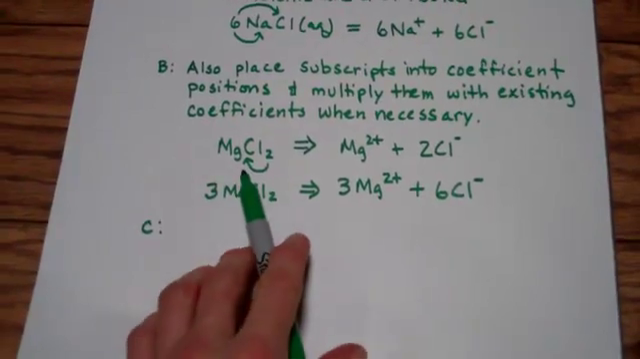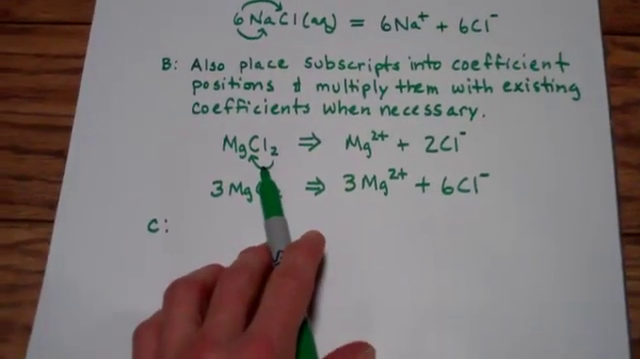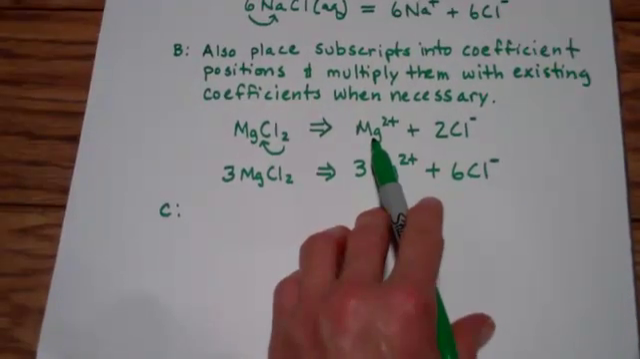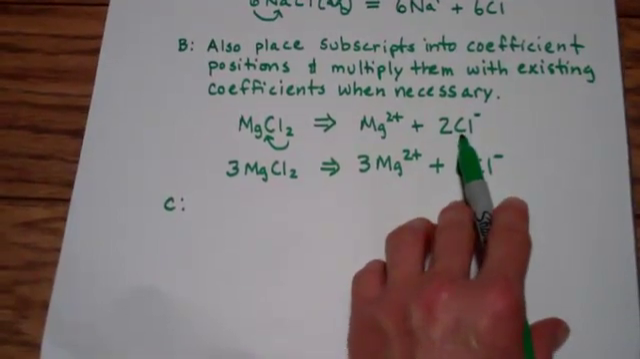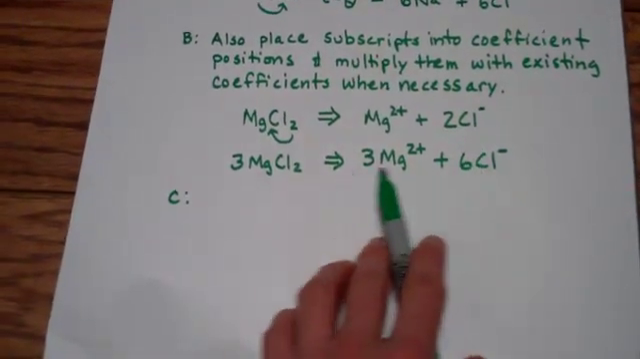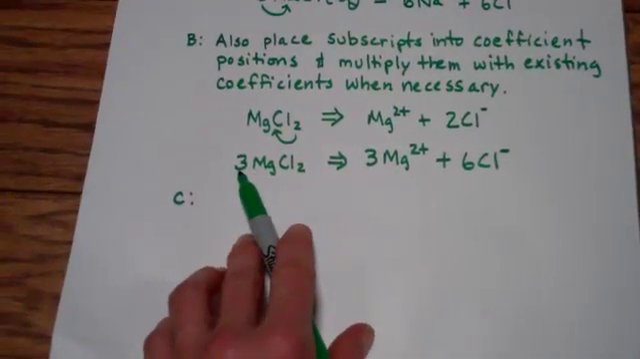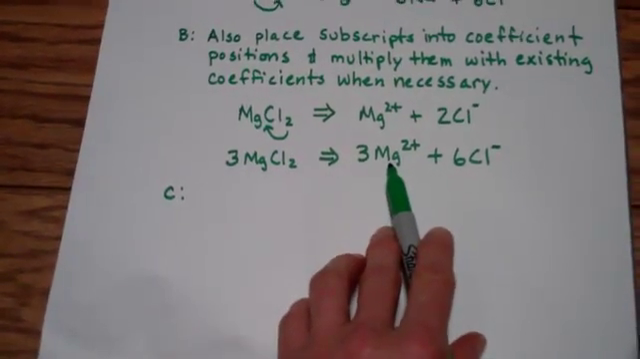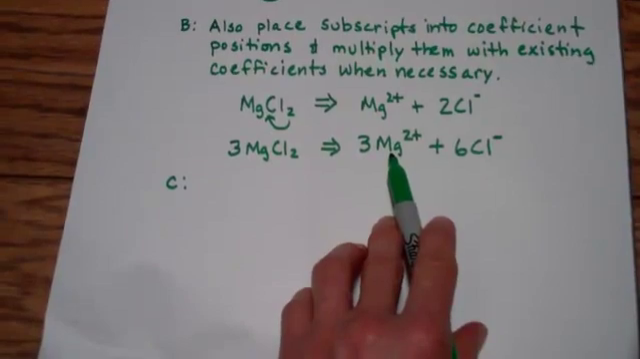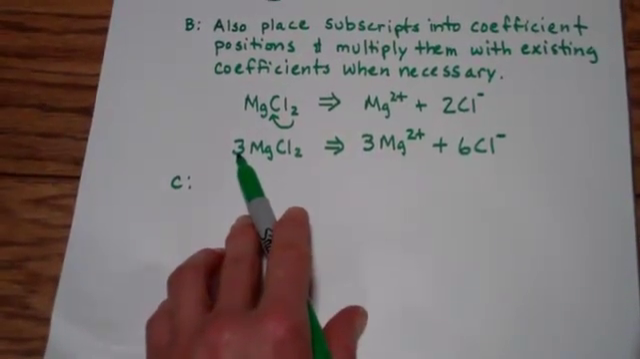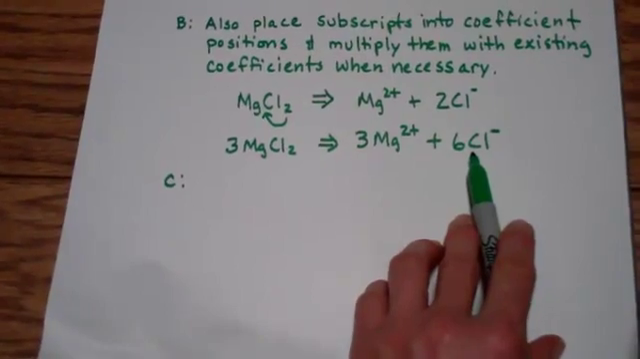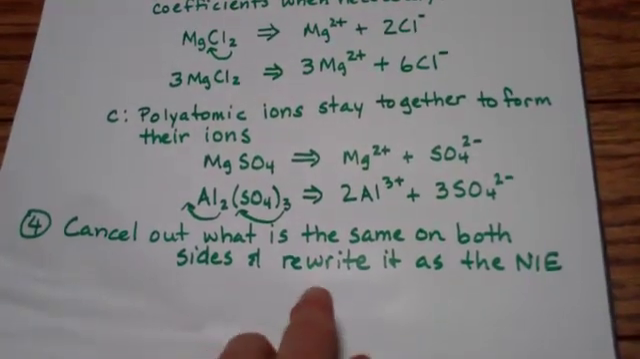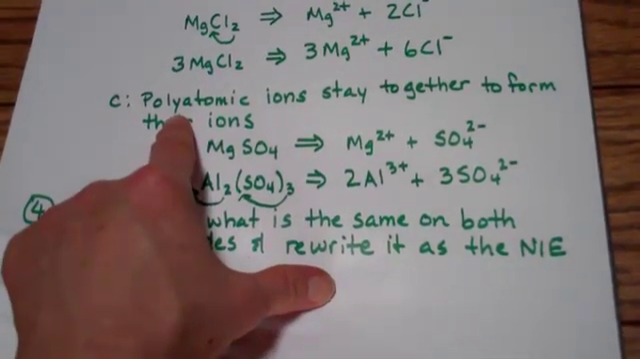So if we have an example of magnesium chloride, there's 2 chlorine atoms per magnesium molecule. When we write that in the ionic state, we'll split up the magnesium into Mg2+, and then we have 2 chloride ions that are present. If we had a coefficient in front of this, so we had 3 magnesium chloride molecules, when we break this up, it's going to turn into 3 magnesium 2+ ions, and then 2 times the 3 for the chloride ions, or 6 chloride ions.